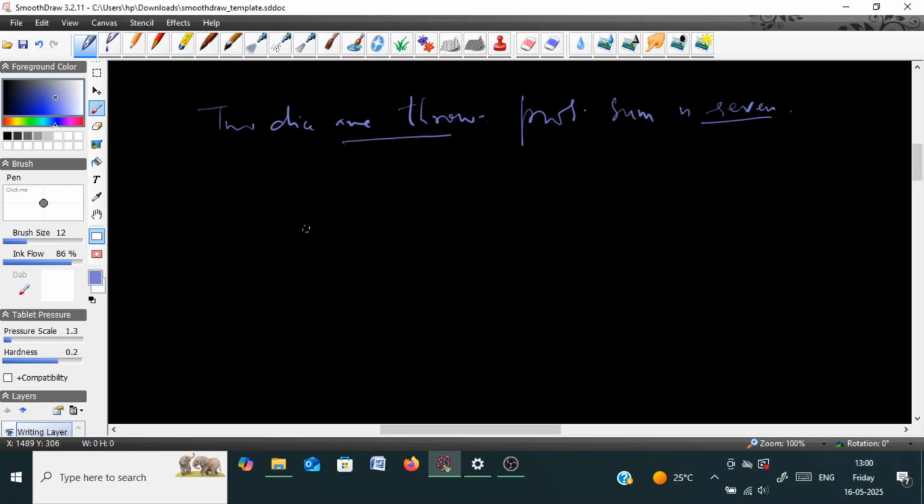Now just to elaborate it further, suppose two dice are thrown. Determine the probability that the sum on the dice is 7. So when you throw two dice simultaneously, in the sample space you have 36 possible outcomes.